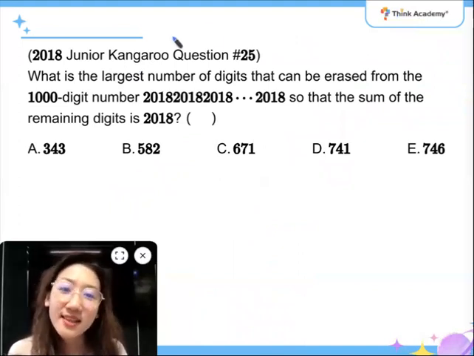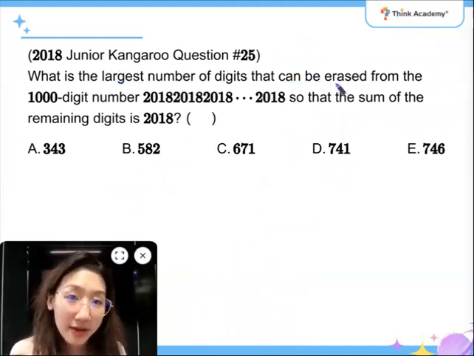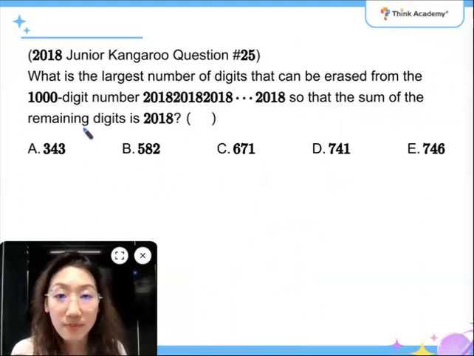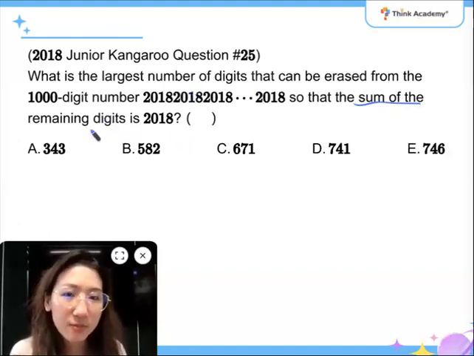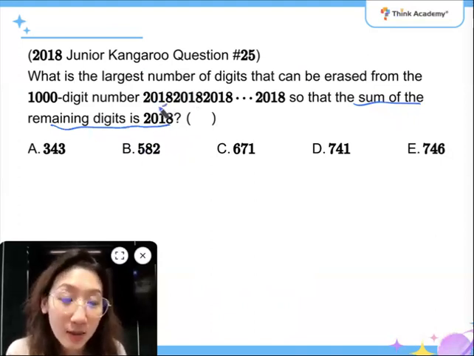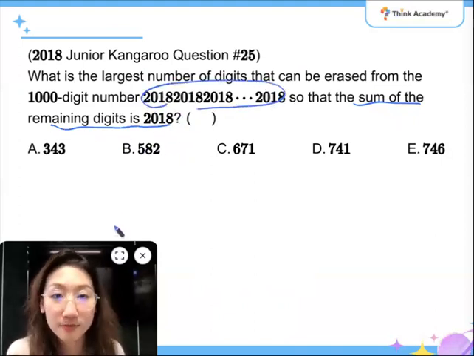Here, what is the largest number of digits that can be erased from the 1000 digit number 2018, 2018, all the way to 2018, so that the sum of the remaining digits is 2018? So let's see what is going on here. First of all, if you want to erase something so that the sum of the remaining digits changes, you can first find out the sum of the digits for this original number.